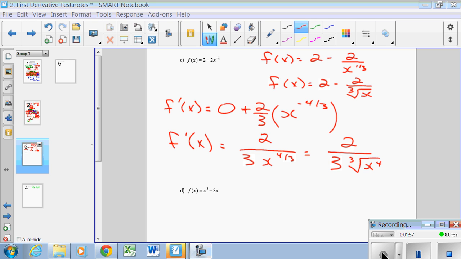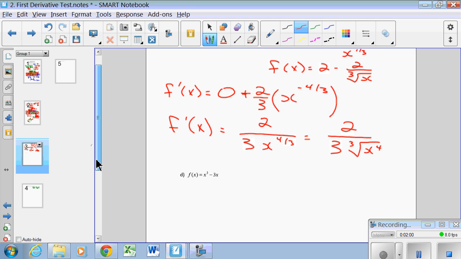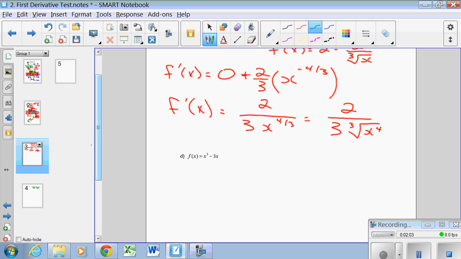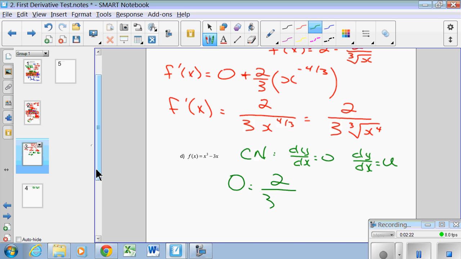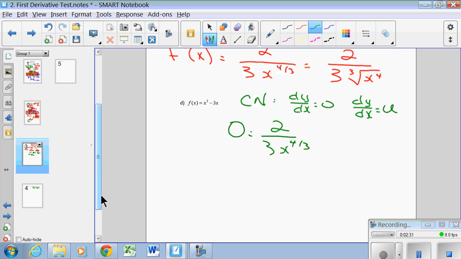The next thing you want to do is look at your critical numbers. It depends where you're at and comfortable with your critical numbers. Critical numbers are 2 things: where is your slope equal to 0, or where is your slope not defined? Let's look at the first one. If you try to make your slope 0, 2 over 3, and whether you use the cubed root of x to the 4th or x to the 4/3, that doesn't matter. It's a rational expression, so cross multiplying is a neat thing to do. You get 0 equals 2.